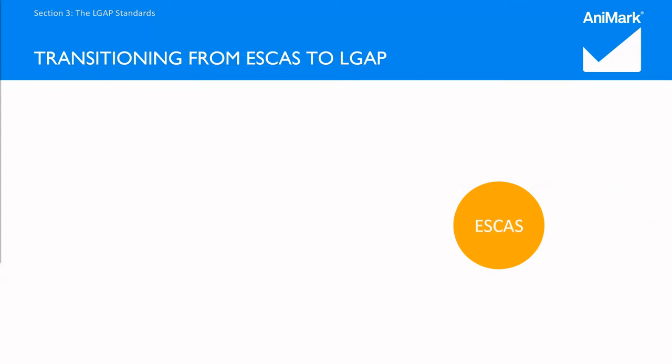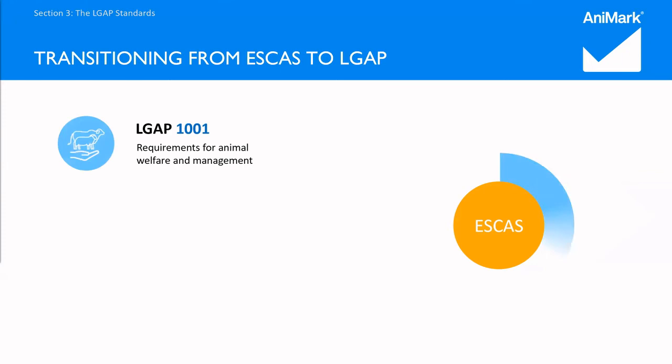While we don't know your individual businesses and the arrangements you have in place currently to demonstrate ESCAS compliance, if we look at requirements between LGAP and ESCAS, on average across all operators and facilities, as well as for the different species and markets, then for LGAP 1001, or our Animal Welfare and Management Standard, there will be quite a lot of overlap between ESCAS and LGAP overall.